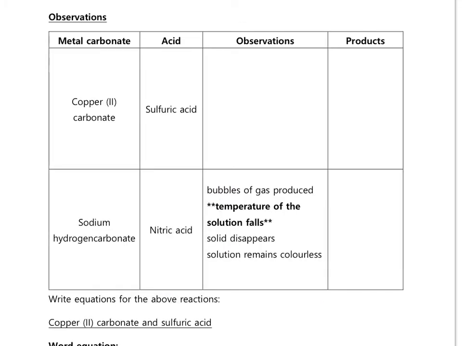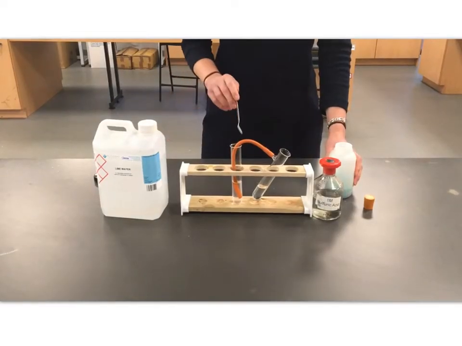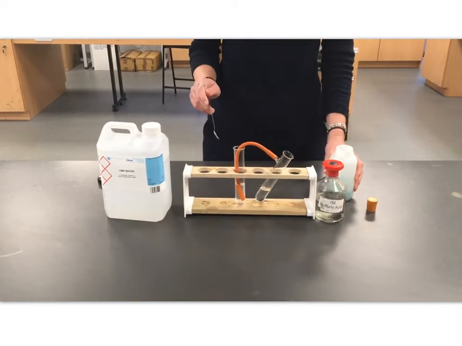Over on page 20, we have an observations table again, where we're going to look at the reaction of copper carbonate and sulfuric acid, and then sodium hydrogen carbonate and nitric acid. You can begin to fill in your products column already based on our general equation and naming your salts. And the next part of the video is going to show you these reactions, but be writing the observations in as you go along.